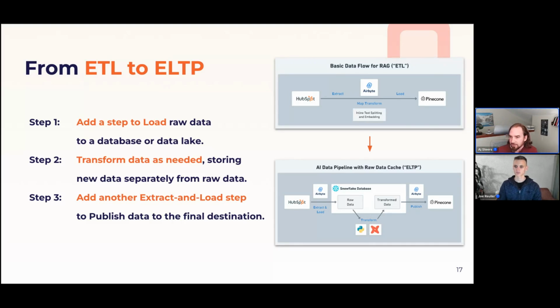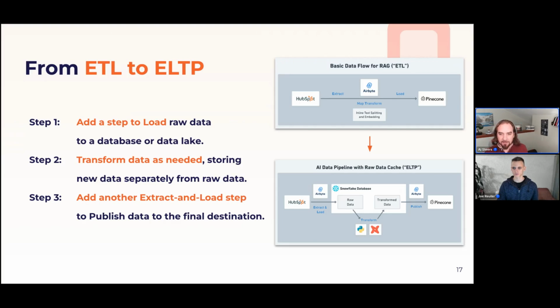Secondly, with this model, we just add this interim data store here. So we have HubSpot landing to a raw data zone instead of going straight to Pinecone. Now we can transform it however we want and publish. So the 3 steps are to add the load to a destination, transform the data if you need to do additional transforms, and then add an additional extract load step in this final step.